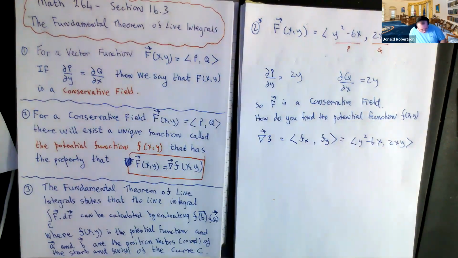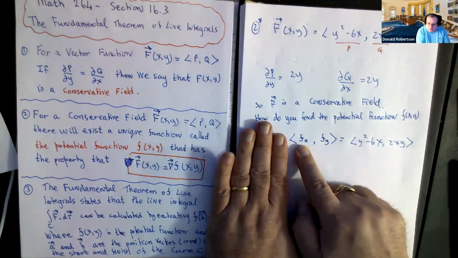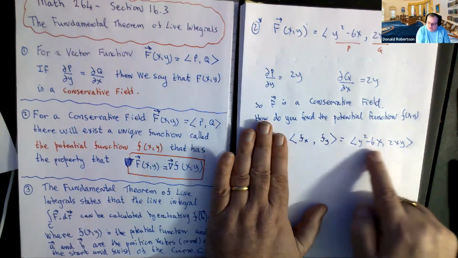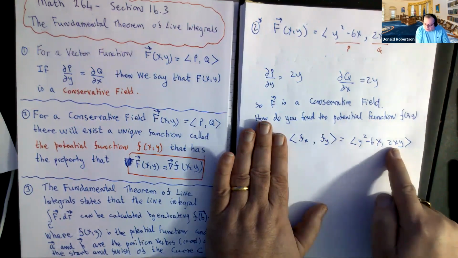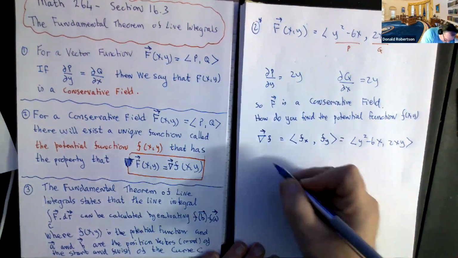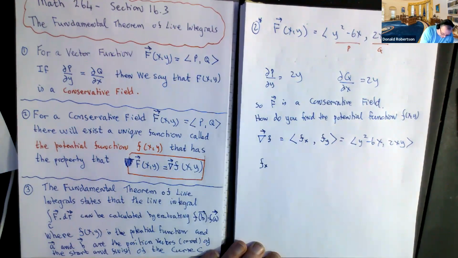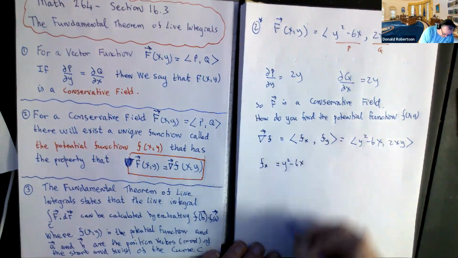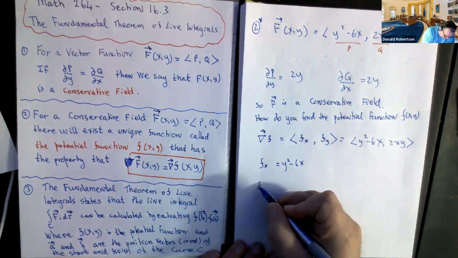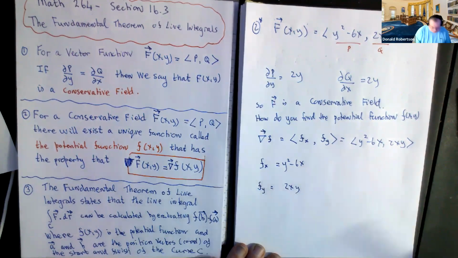So what we're trying to solve is, we're trying to find a function, little f, whose derivative with respect to x is this, and at the same time, its derivative with respect to y is equal to this. So if I write them down, it looks something like this. The partial derivative of f with respect to x is y squared take away 6x, and the partial derivative of f with respect to y is 2xy.